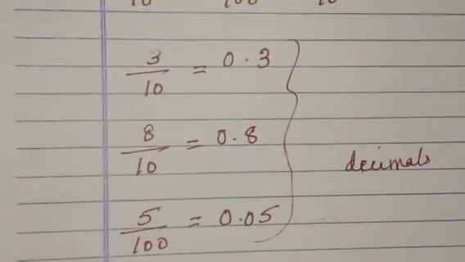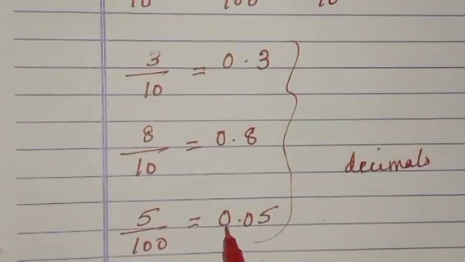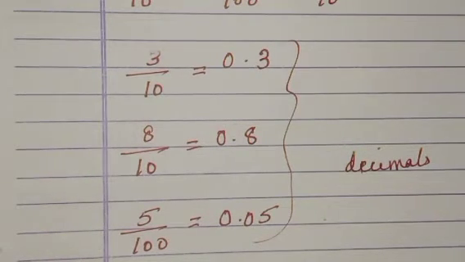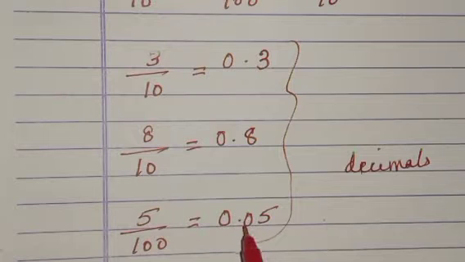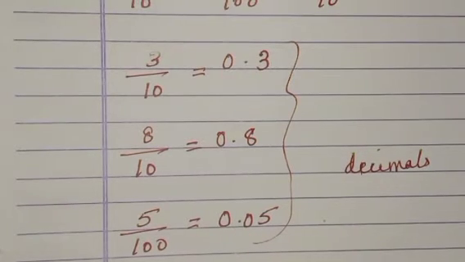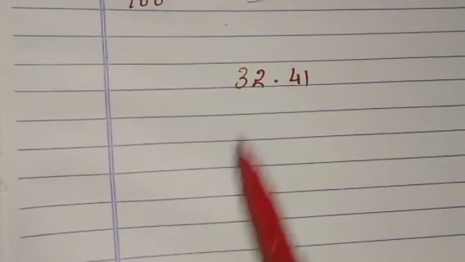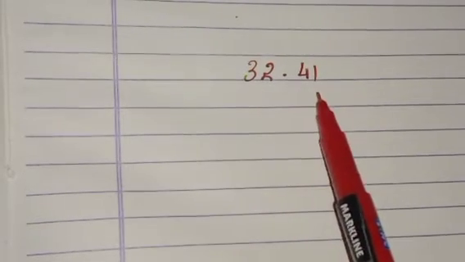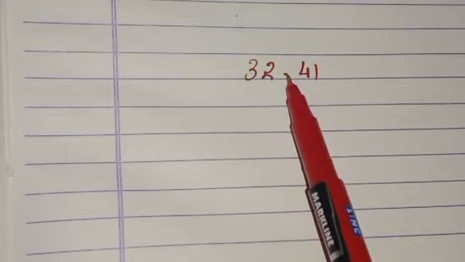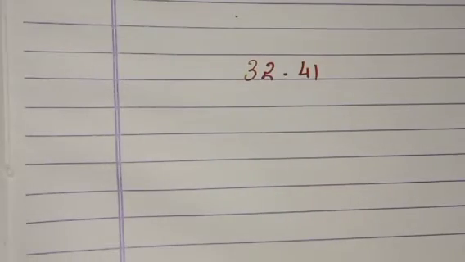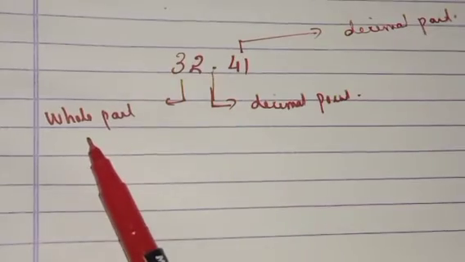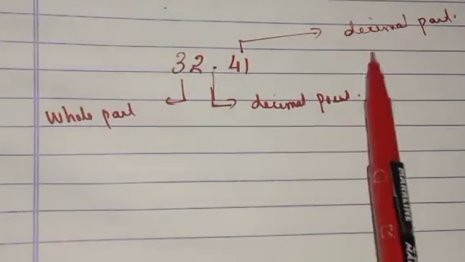A decimal has two parts. The two parts are separated by a decimal point. So I write here 32.41. Here the decimal number has two parts, and the number is separated with one point. This is called the decimal point. This 32 on the left side is called the whole part and the right side is called the decimal part.